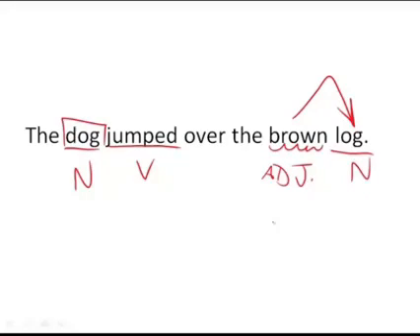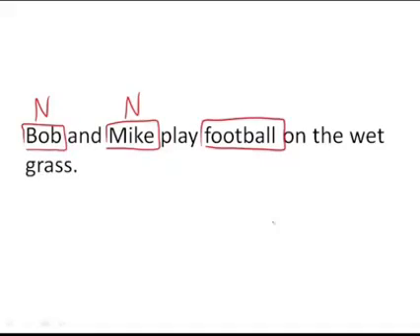Now, we're done with the dog here. It jumped over the brown log. But we also have Bob and Mike. What are they doing? Well, we're going to identify the nouns. What do we do for this box around them? Here are our nouns. We'll put the N on top, for noun. They play football. What is football? Think of it. Flying through the air, the pigskin. It is a thing. You catch it. Football is the game played with the football. And so it is a thing. It is a noun. On the wet grass.